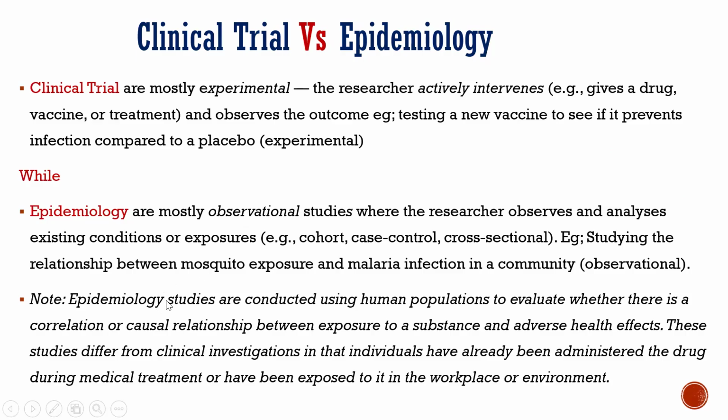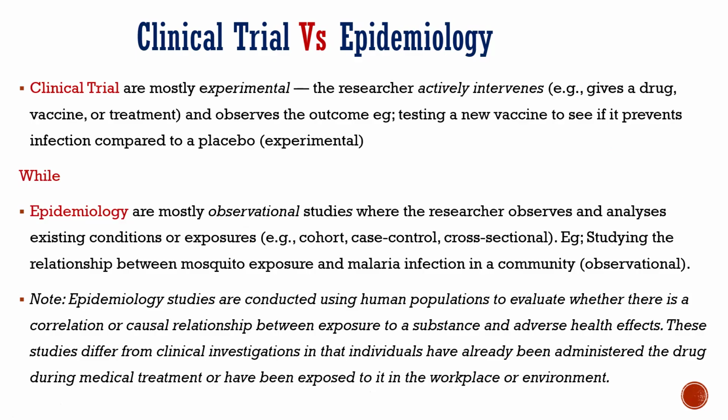Okay, so from our study material, it says the epidemiological studies are conducted using human populations to evaluate whether there is a correlation or causal relationship between exposure to a substance and adverse health effects. These studies differ from clinical investigation in that individuals have already been administered a drug during medical treatment or have been exposed to it in the workplace or in the environment. Just like what I explained, in epidemiological studies, there is no intervention. It's either the people or the study population has been exposed to that particular thing you want to study about.